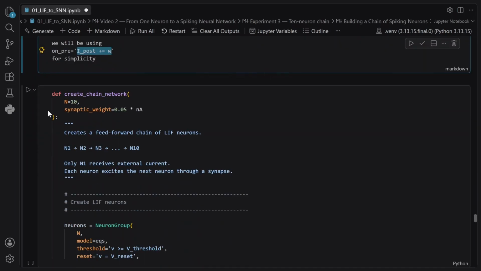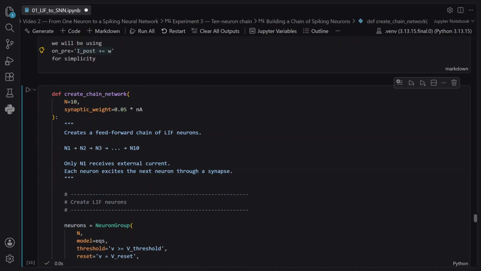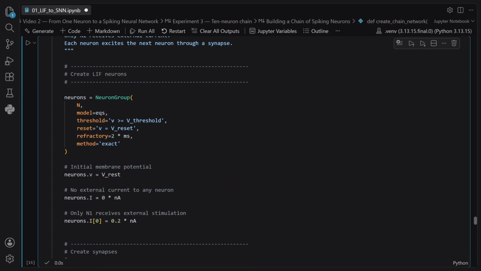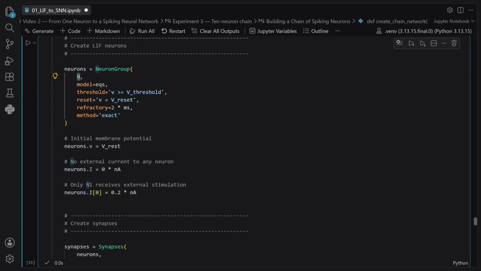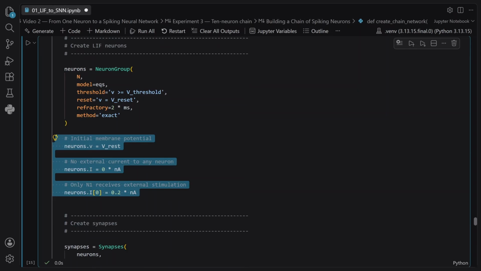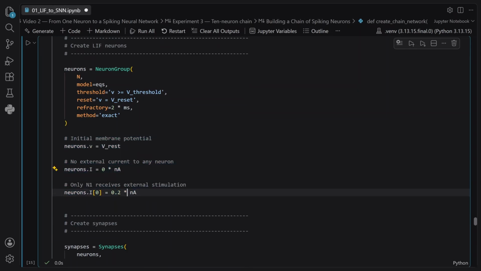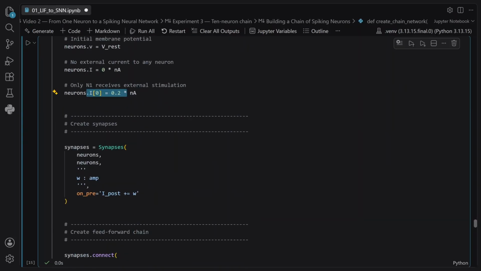So this one defines our chain. Basically, we have 10 neurons, we have some synaptic weight, these are our parameters. So we get the 10 neuron model. We go back to the simpler form, our initial condition. Everyone gets zero input except our first neuron.